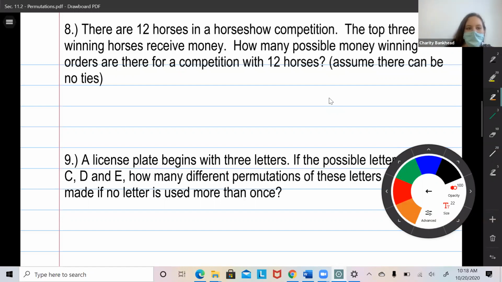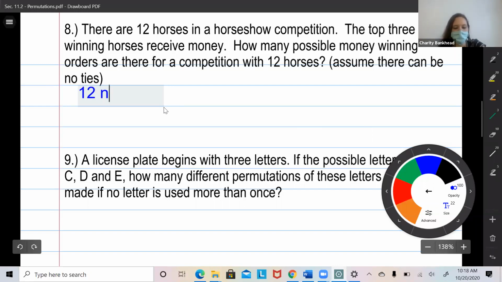So number 8, it says there's 12 horses in a horse show competition. The top 3 winning horses receive money. How many possible money winning orders are there for a competition with 12 horses? Assume there can be no ties. So what you can do is, you're choosing 3 out of 12, so this would be 12 NPR 3. You calculate that, and that would give you your answer.